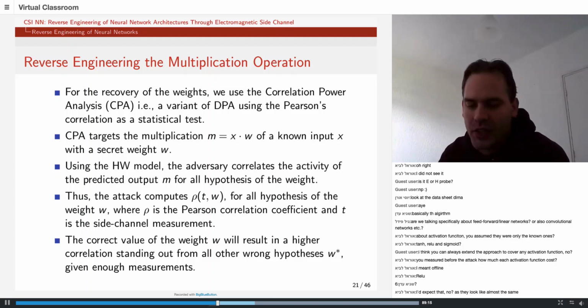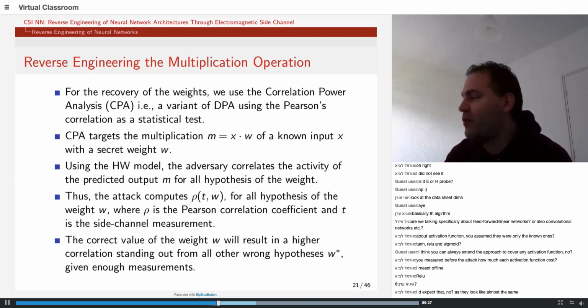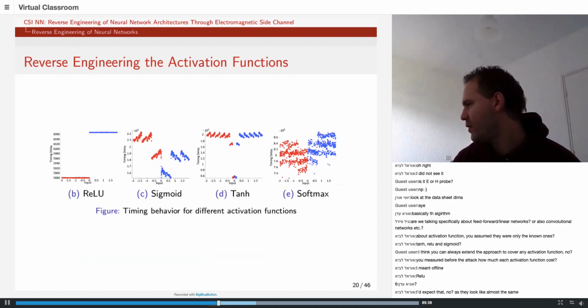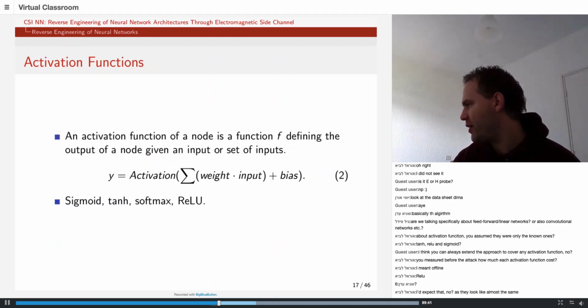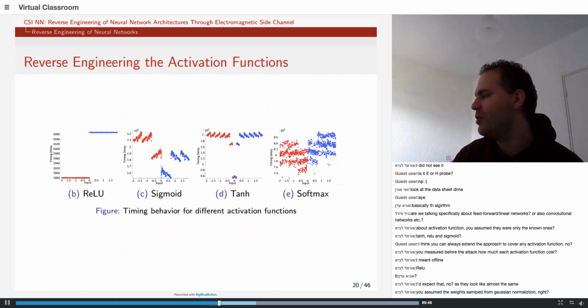Now let's see how we can get the weights. And this is probably the coolest part of the attack. To recover the weight of every neuron, we will use CPA, our correlation power analysis. What do we attack? We will target the multiplication. Going a couple of slides back, here we see we multiply the weight with the input. So this is what we aim to attack.